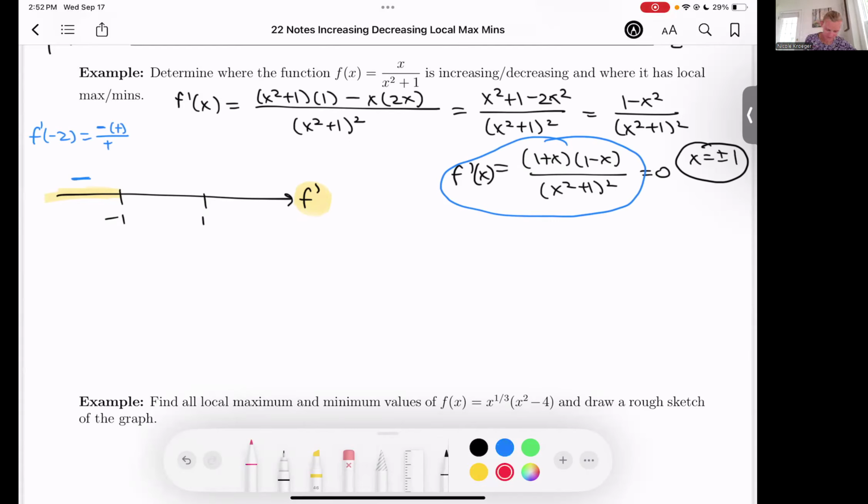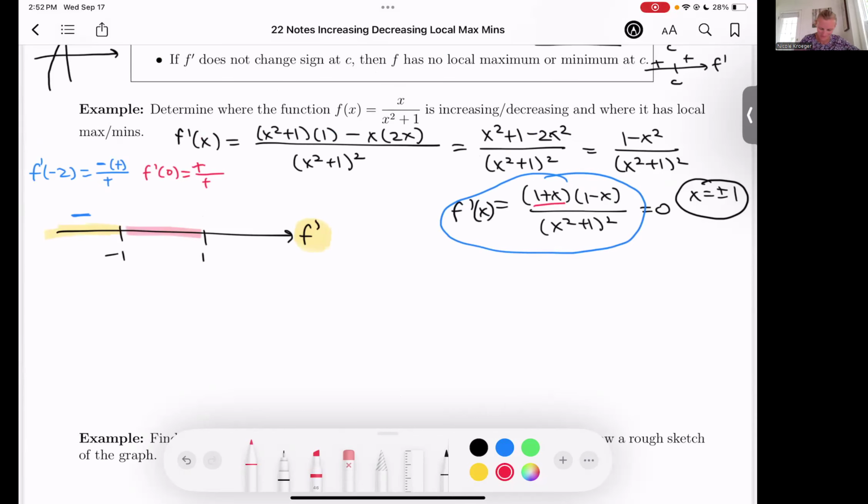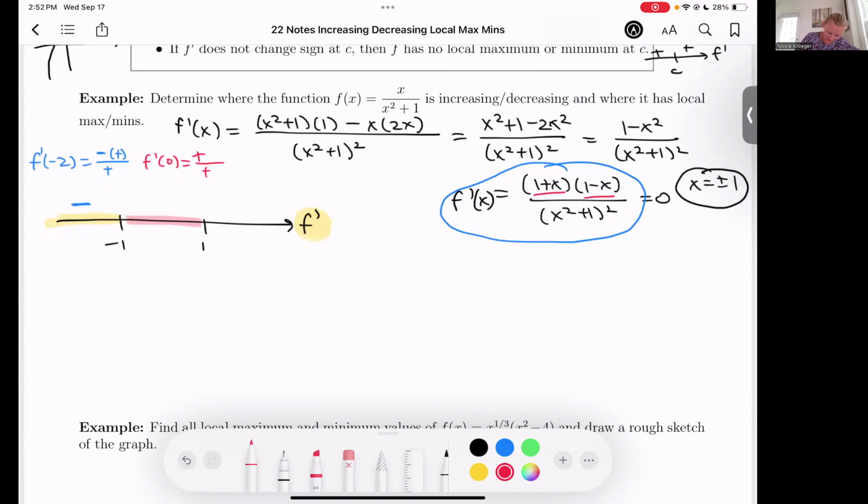Okay, I'm going to pick a number between -1 and 1. 0 is a good choice. So if I plug 0 into my derivative, again, the denominator will be positive. In my numerator, 1 plus 0 is 1. Oh, it's positive. It doesn't really matter that it's 1. It just matters that it's positive. 1 minus 0 is also positive. So this is going to be positive for that sign.